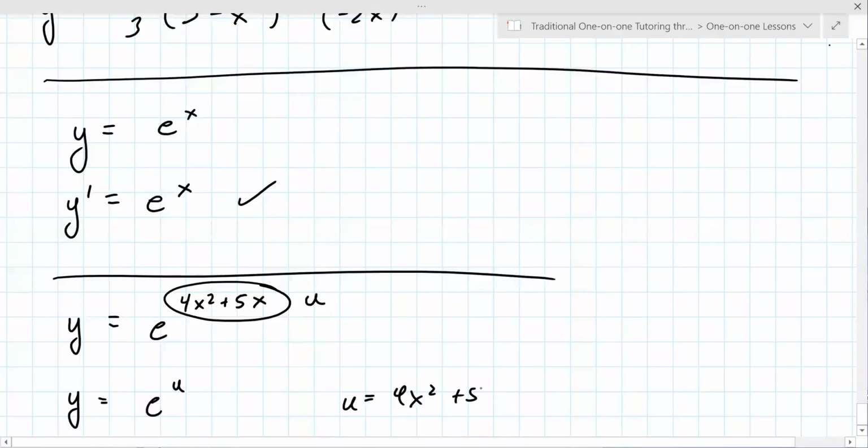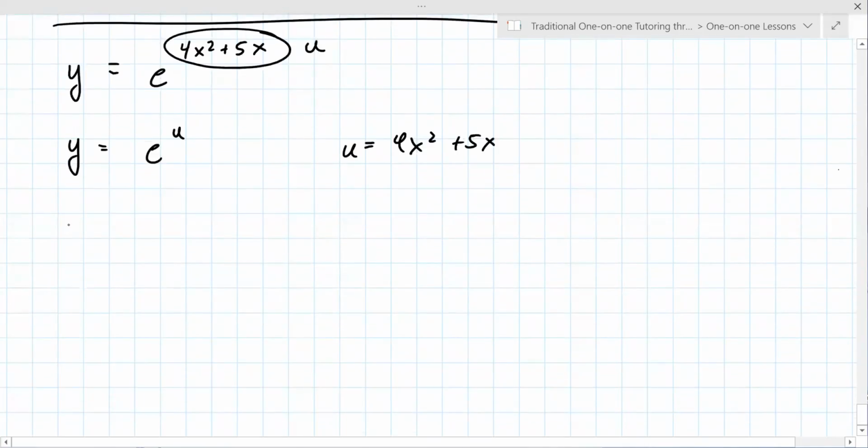Your u is the exponent now. Then I plug in. Then u prime. So y prime equals e to the u times u prime. The derivative of e to the u is itself times u prime. Okay.